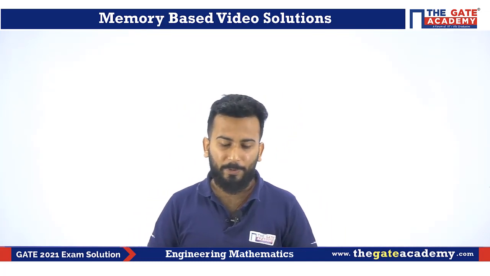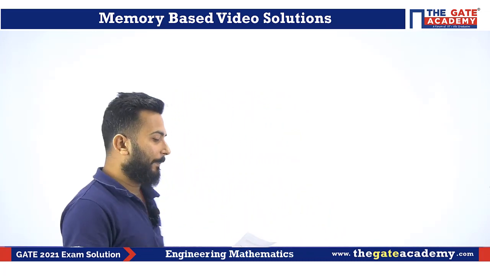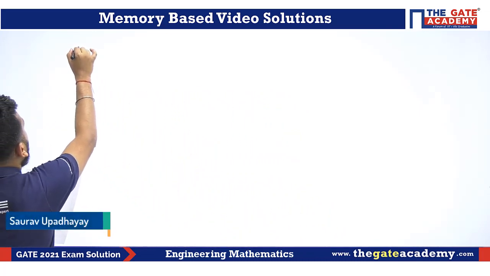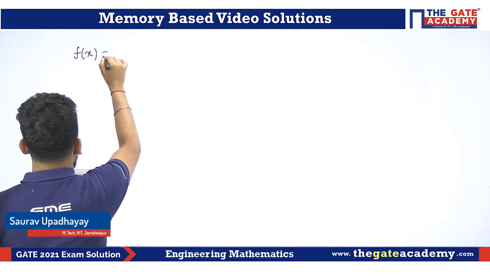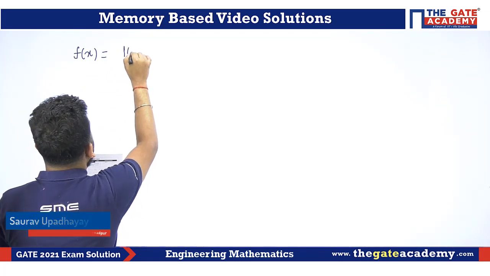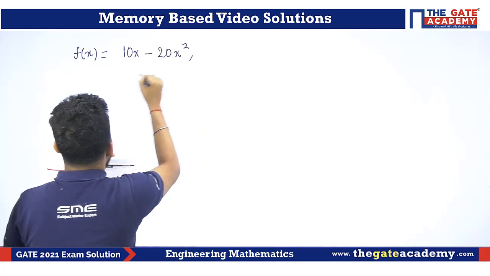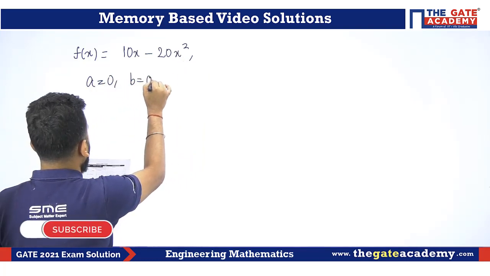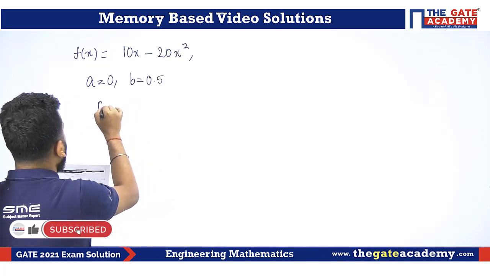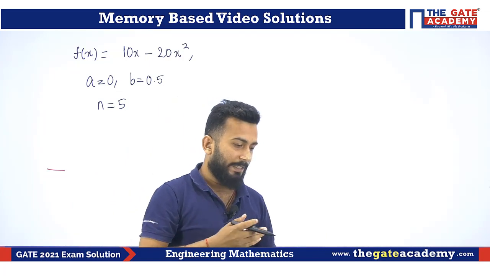Now, the next question that I have received is from numerical methods, where a question based on the trapezoidal method has been asked. It looks like a very straightforward question. Let us see the question in detail. The function is given as f(x) equal to 10x minus 20x square, and the lower limit is a equal to 0 and b equal to 0.5, and the number of subintervals is given as 5. You need to calculate the integral of this function using the trapezoidal method.